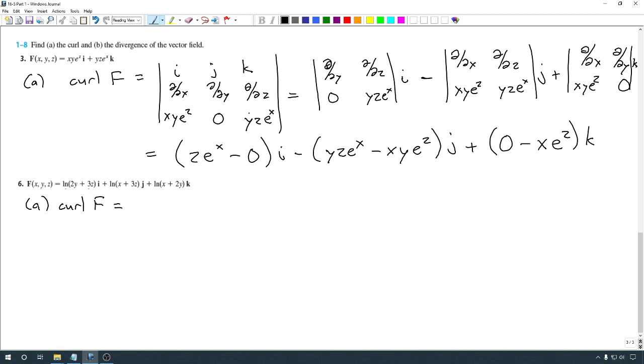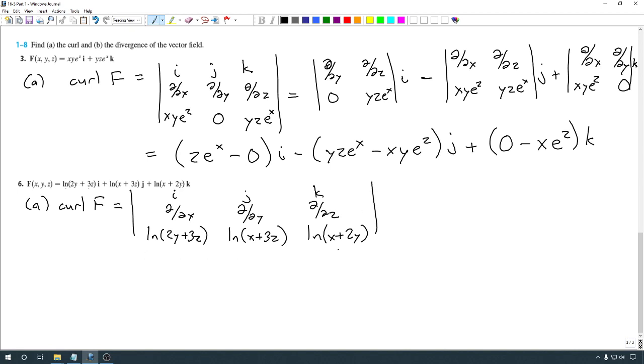So this one, I definitely want to write my third row first, because these are a little bit longer to write out. So you have a natural logarithm of 2y plus 3z. We have a natural logarithm of x plus 3z. And we have a natural logarithm of x plus 2y. And then over these, we have i, j, k, derivative with respect to x, derivative with respect to y, derivative with respect to z. I'm not going to have room to write them out the same way I did there, at least not on the same line anyways.